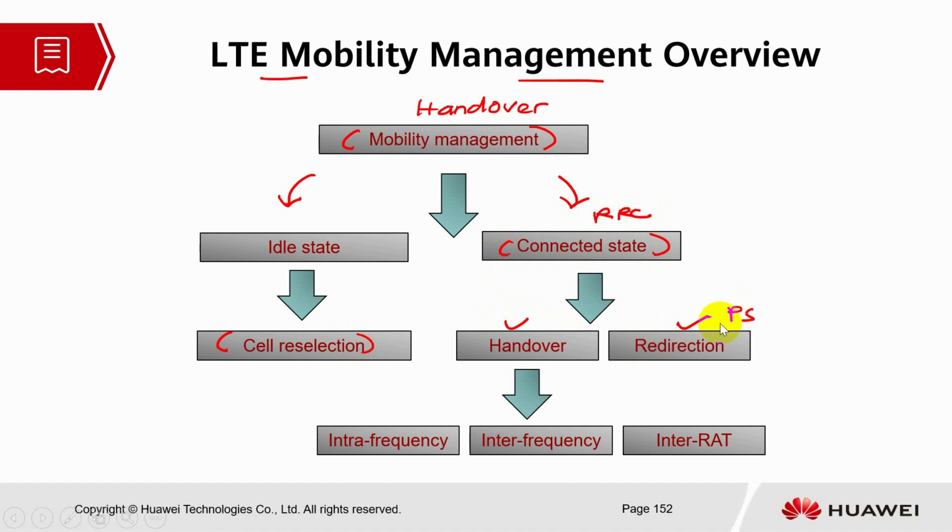Handover is divided into three categories. We have intra-frequency, inter-frequency, and inter-RAT. Intra-frequency is same band, inter-frequency is different band, inter-RAT is different technology.